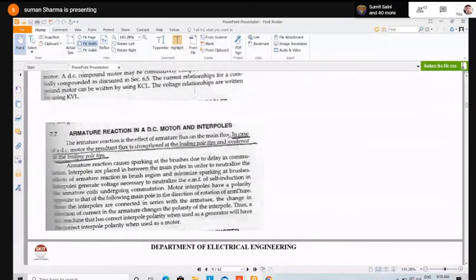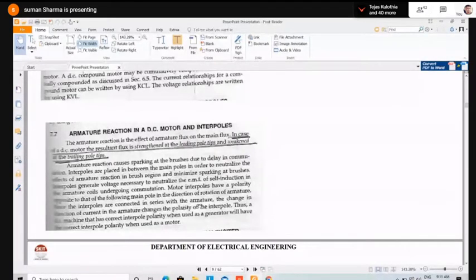Motor interpoles have the polarity opposite to that of the following main pole in the direction of the rotation of the armature. Interpole की polarity कैसी रहेगी? उससे बाद में जो आएगा मेन पोल उसके अपोजिट. बाद में मेन पोल यदि नॉर्थ आ रहा है तो इंटरपोल की पोलैरिटी साउथ हो जाएगी. बाद में यदि साउथ आ रहा है तो इंटरपोल की पोलैरिटी नॉर्थ हो जाएगी. इस तरह से अपोजिट रहेगी.